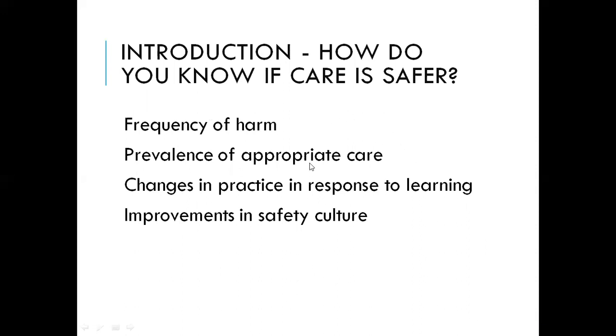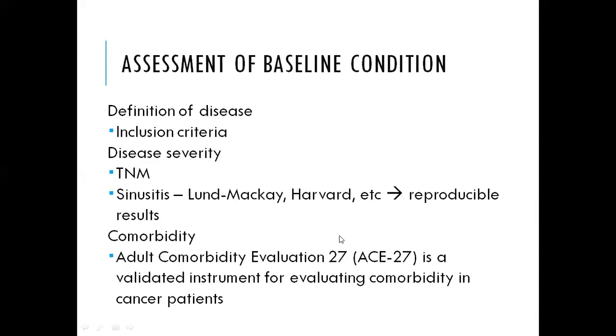Then we talked about how do you know if the care is safer. This is basically one of the outcomes that we can look into: the frequency of, the prevalence of outcome care, change in practice in response to learning, and an improvement in the safety culture. So we need to first have a baseline assessment where we need to define the disease, and set the proper inclusion and exclusion criteria, or the proper selection criteria for the patient.